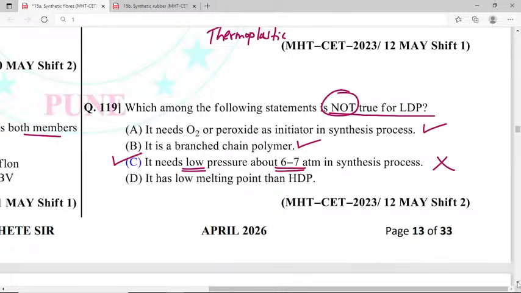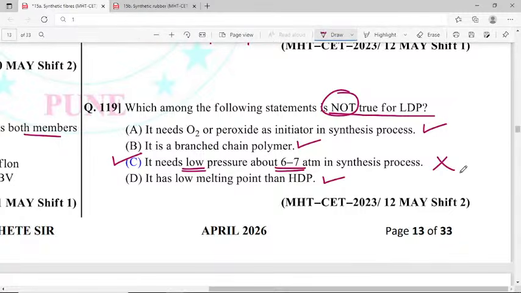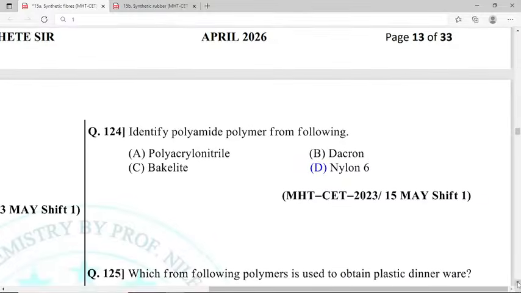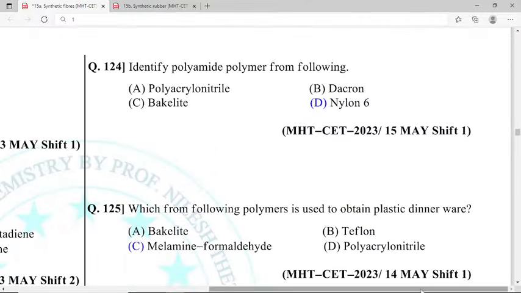Option C is correct. It has a low melting point than HDP. Yes, it is correct. It requires 1000 to 2000 atm pressure, very high pressure, because there is no catalyst for LDP, and for HDP there is a catalyst called the Ziegler-Natta catalyst.